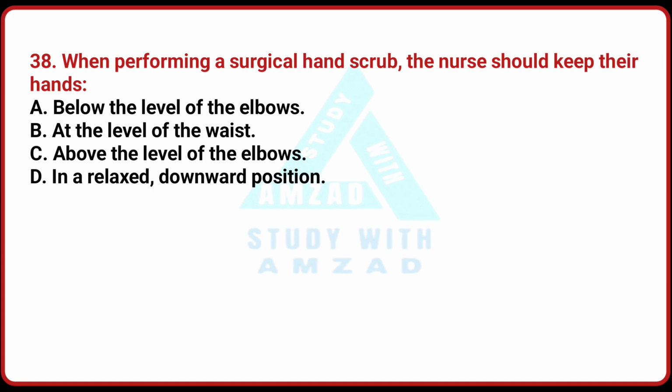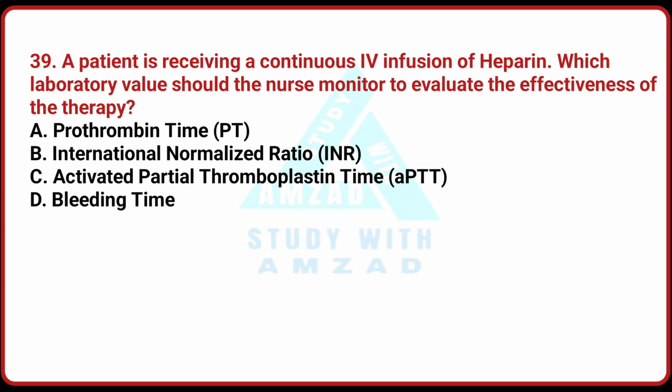Next, question number 39. A patient is receiving a continuous IV infusion of heparin. Which laboratory value should the nurse monitor to evaluate the effectiveness of the therapy? Option A, PT. Option B, INR. Option C, APTT. Option D, bleeding time.